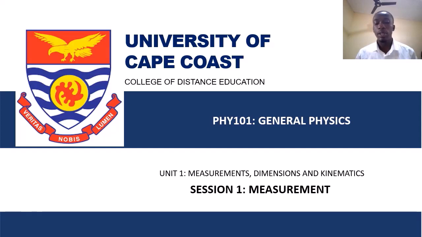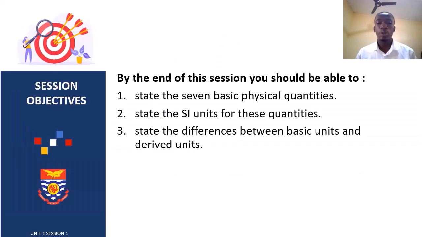Section 1, measurement. Let's look at the objectives of this section. The first objective is to state the 7 basic physical quantities. Objective 2, state the SI unit of these quantities. And the last objective, to be able to state the differences between basic units and derived units.